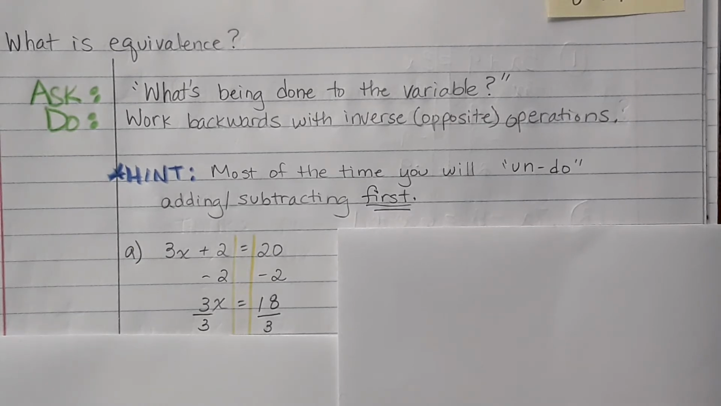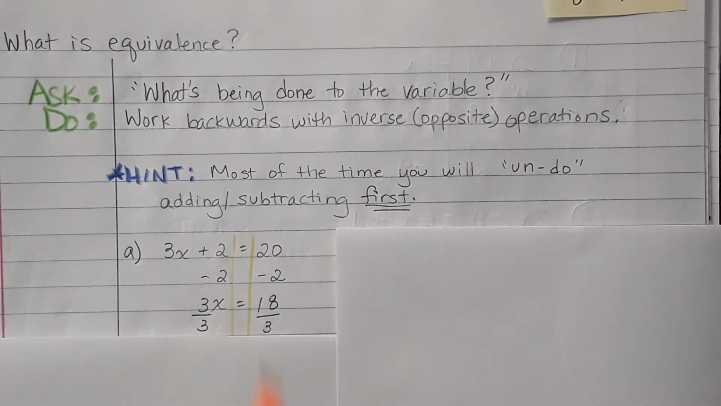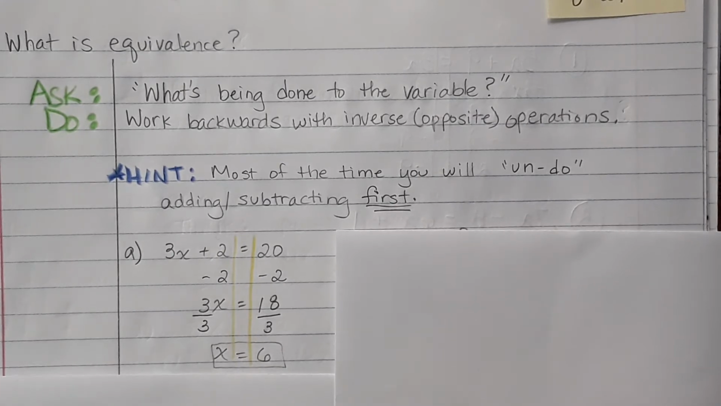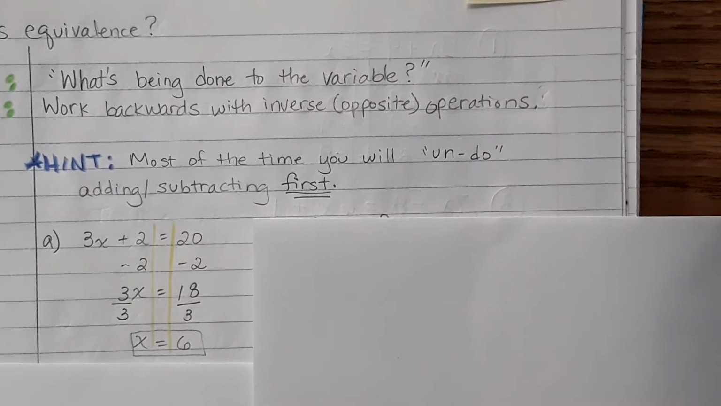Remember, don't use any other symbol. Use the fraction bar for divide. On the left, any value divided by itself equals 1. We don't need to write 1x, just x. And on the right, 18 divided by 3 equals 6. Let's go through one more example.